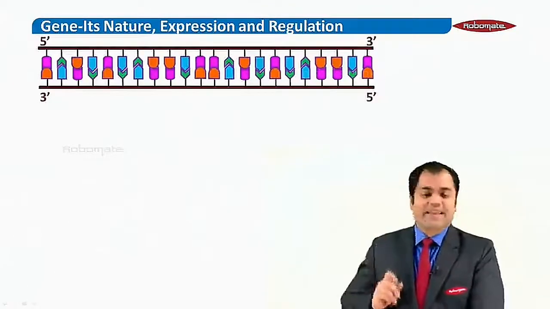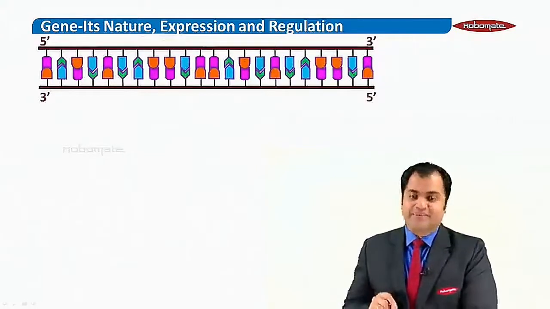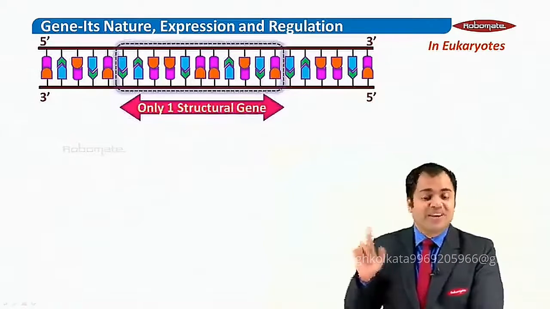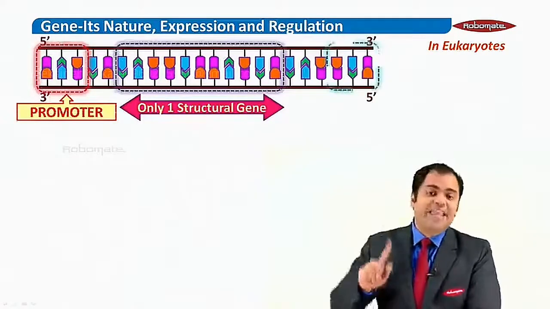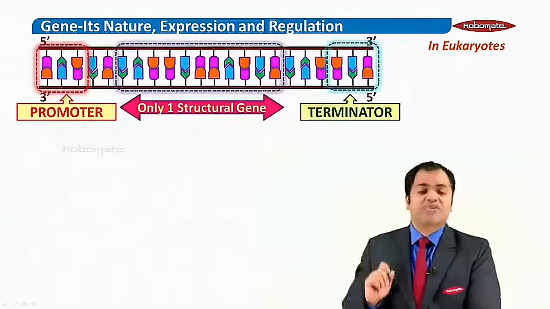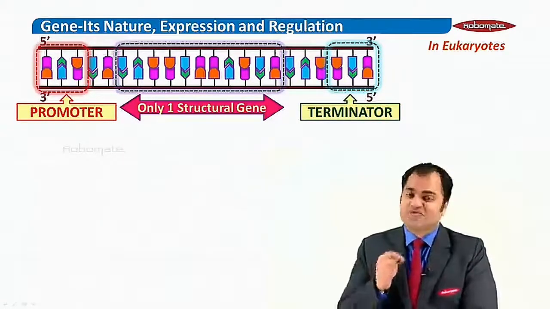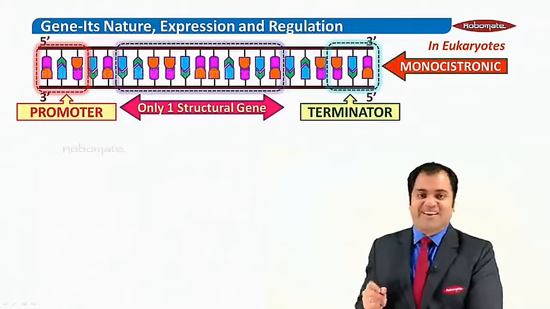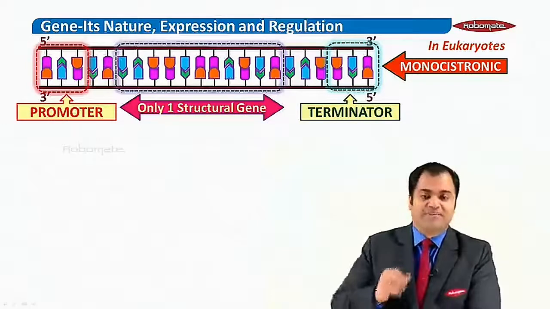Now look at this DNA molecule. Now assume this is a eukaryotic DNA. In eukaryotes, there is only one structural gene, which is controlled by the same promoter and the same terminator. Is that okay? So there's only one structural gene which is getting transcribed at one time. So we say that the structural gene in eukaryotes is monocistronic. Is that okay? Which means only one structural gene.